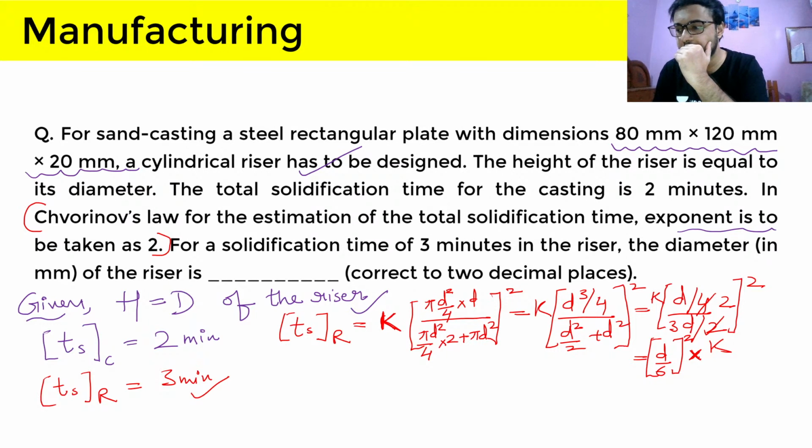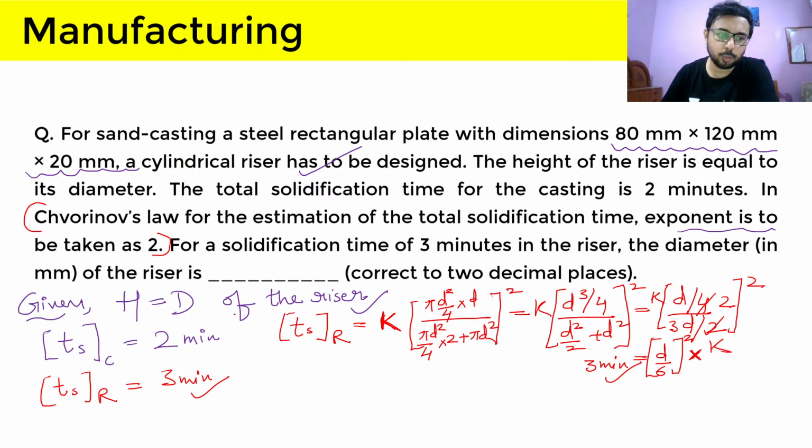You should be remembering the d by 6 thing, if diameter and height are equal. So just remember this and save a lot of time, as you can see here. And we need to just find, this value is equal to 3 minutes, it is given, and we have to just find out K here, and after that we can calculate the D.